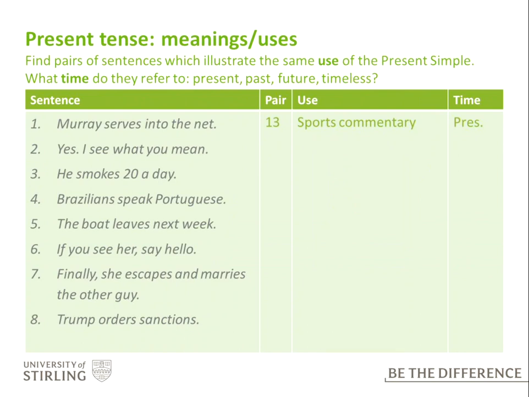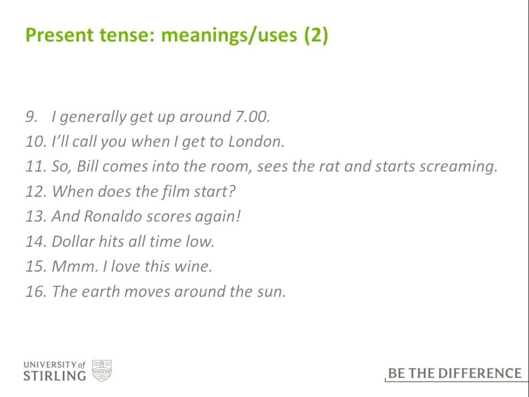Now, present tense. In this table, we've got a number of sentences illustrating 8 different uses of the present simple. You've got to decide what time they refer to. Do they refer to present, past, future, or are they timeless? And more specifically, what particular use are they illustrating? So the first one, Murray serves into the net. Murray's a tennis player. It's sports commentary. It refers to the present, and it pairs with sentence 13 on the next page. Ronaldo scores again. Both of those are sports commentary.